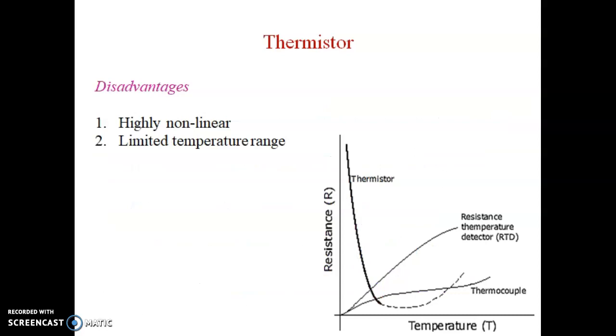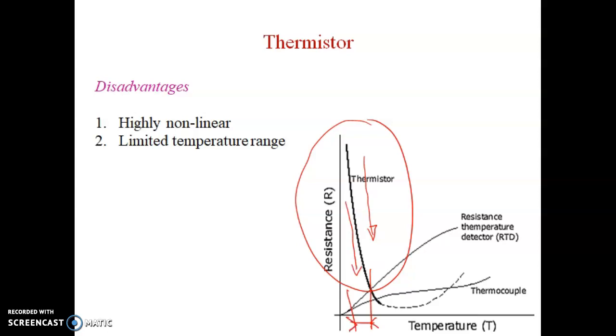We can explain the disadvantages with this resistance temperature characteristic curve of a thermistor. Here we can see that this line is non-linear. Non-linearity is the main disadvantage of the thermistor, and since this curve is steep, the range is also very limited. So limited temperature range is another main disadvantage.